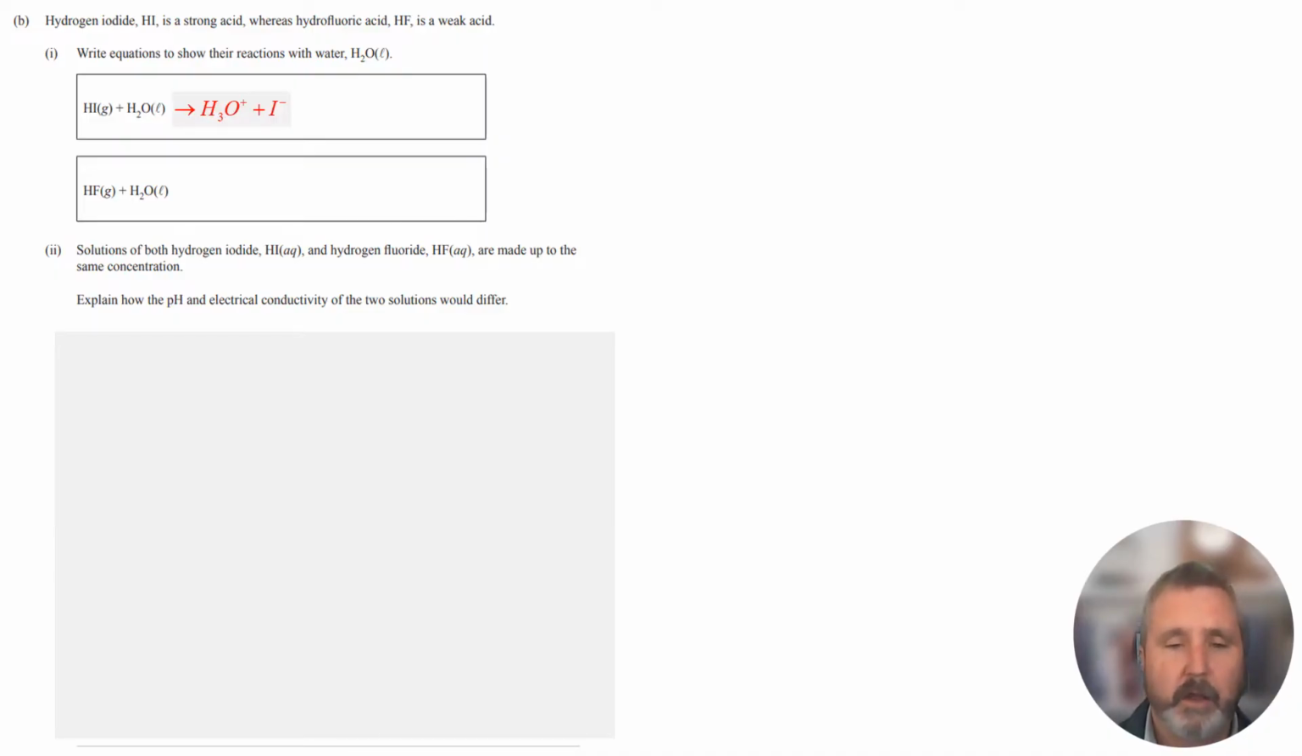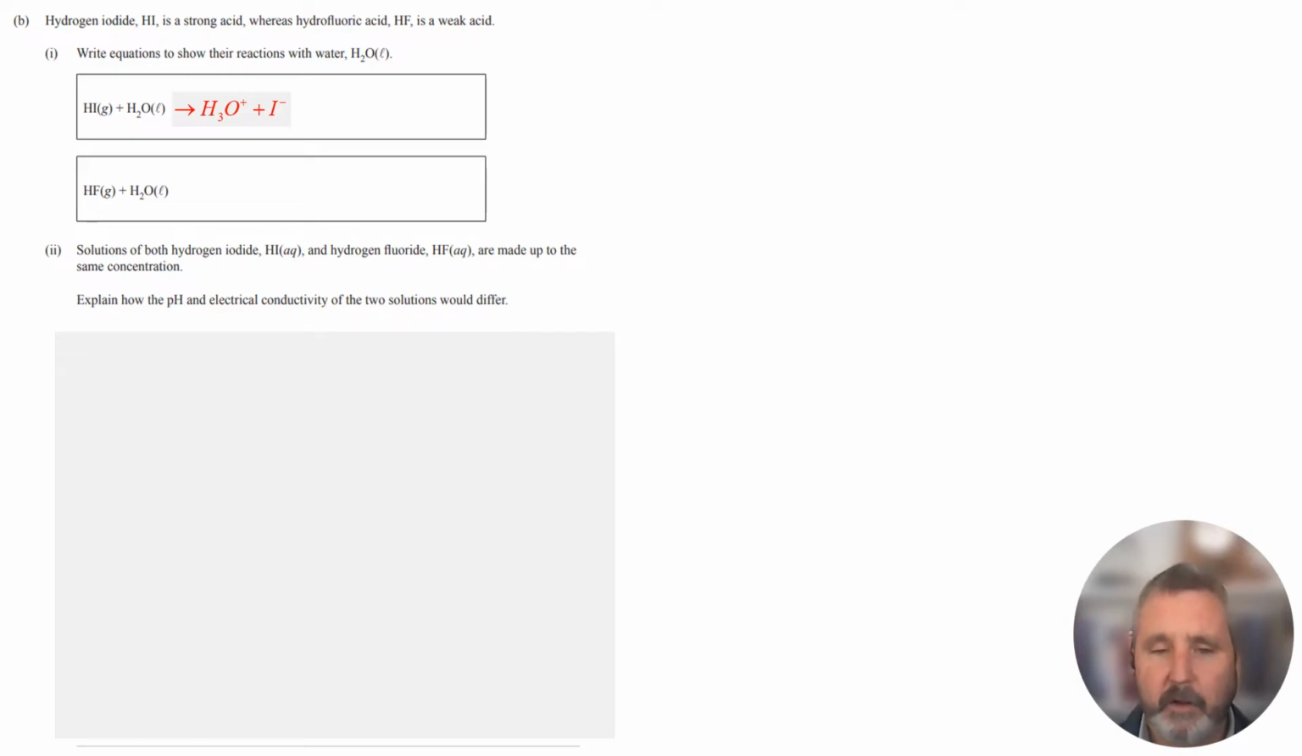Strong acid, direct arrow. Now, because this is an acid, it donates its proton to the water. The water becomes the hydronium ion, the H3O+, and the I- is left behind. Remember, when an acid loses its hydrogen, it also loses a positive charge. It becomes one more negative.